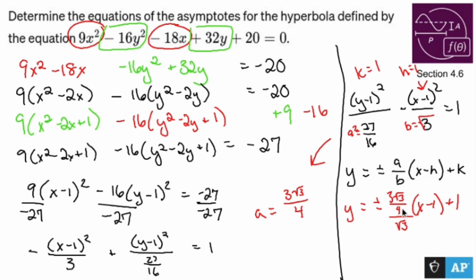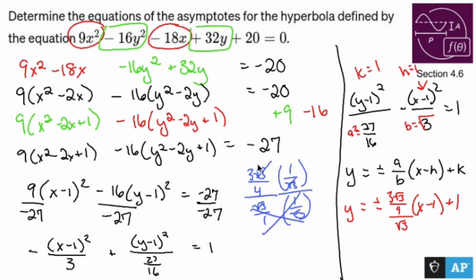Now let's take this chunk over here. Let's erase this so I can give myself a little bit more space. Okay, in order to deal with 3 root 3 over 4, I have to multiply the top and the bottom. So I'll put that over 1. I'll multiply the top and the bottom by 1 over root 3, which means a lot of canceling out happens. Okay, so all of that's gone. And now I have 3/4.